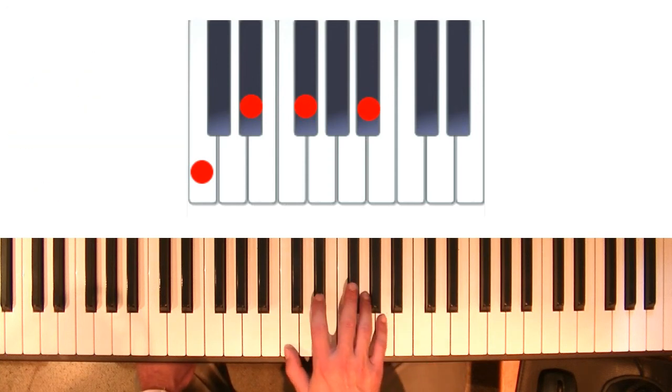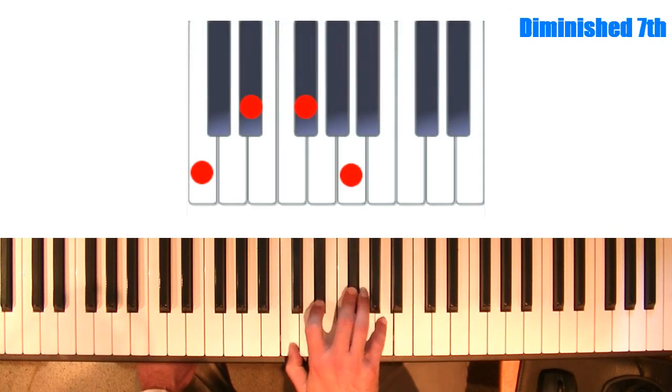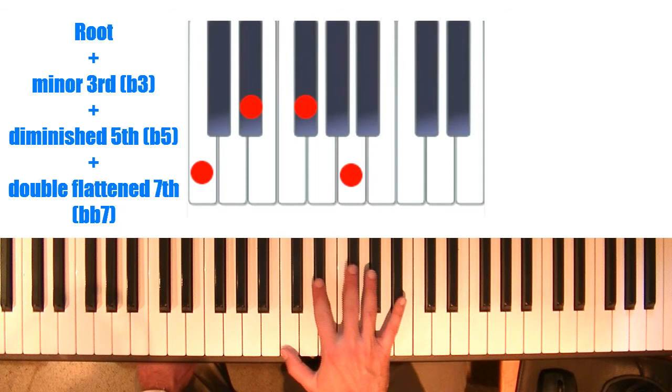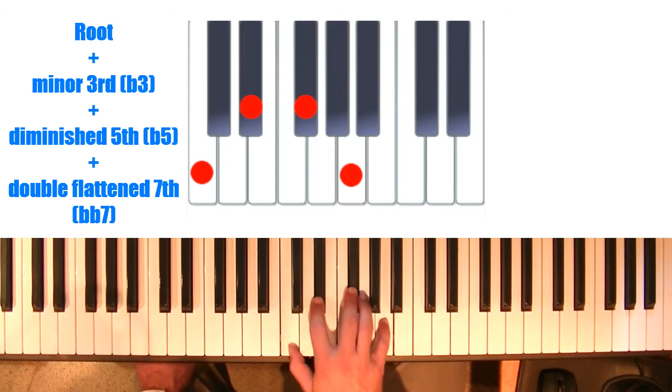Okay, and finally the diminished 7th. So here we have a root, minor 3rd, flattened 5th or diminished 5th, and we have a double flattened 7th. So it looks like a 6th, acts as a double flattened 7th. So there's our major 7th, flattened 7th, and a double flattened 7th. Also, you'll notice that each of these intervals is a minor 3rd apart from each other. So there's a minor 3rd, and a minor 3rd.